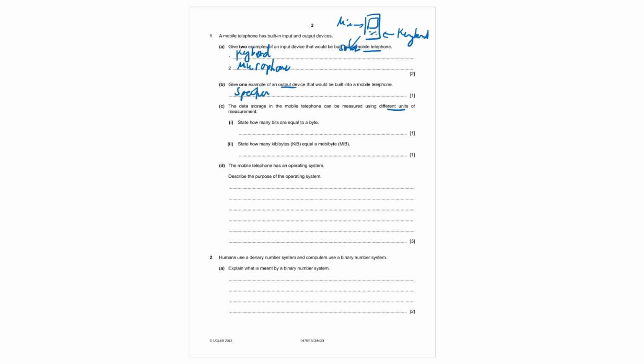The data storage in the mobile telephone can be measured using different units of measurement. State how many bits are equal to a byte. So we know that a byte is equal to 8 total bits. So we can write here 8.